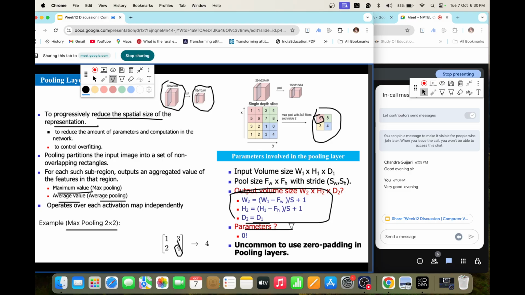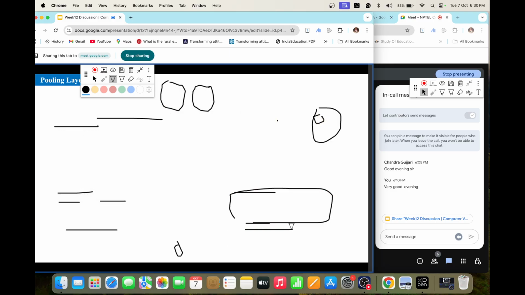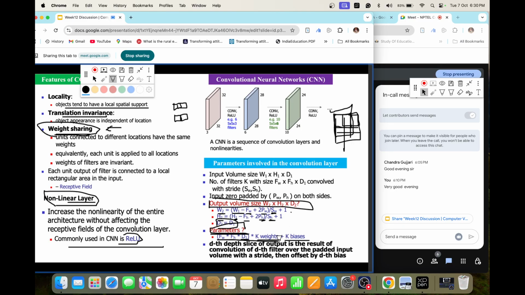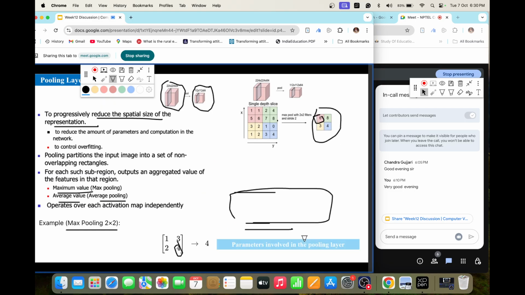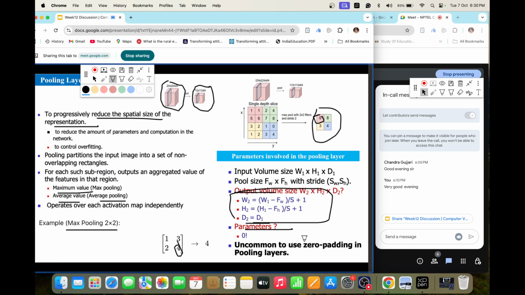Now what about parameters? Pooling does not have any parameters, which you have to always remember. Pooling means no parameters. Earlier, for convolution, there was a number of parameters, but pooling has no parameters, because no weight is given here. Like in convolution, you are giving weights, meaning the filter has some values written in it. But here there are no such values written in it. So that is why it has no parameters in the pooling operation, which you have to remember.